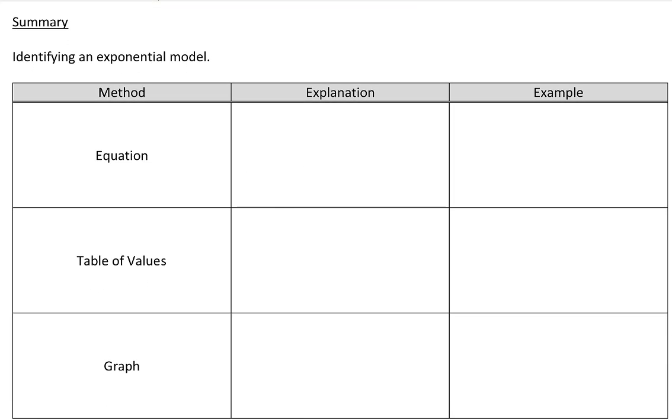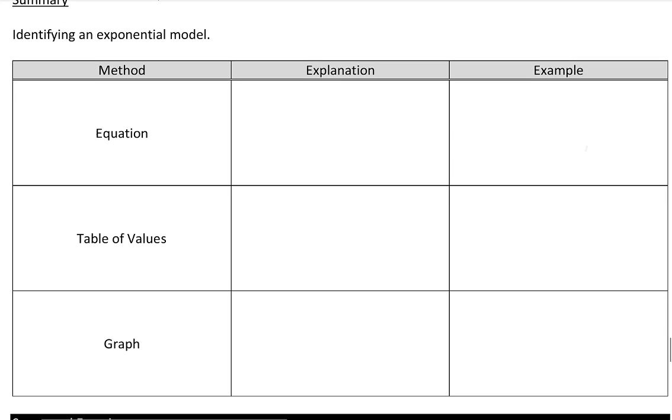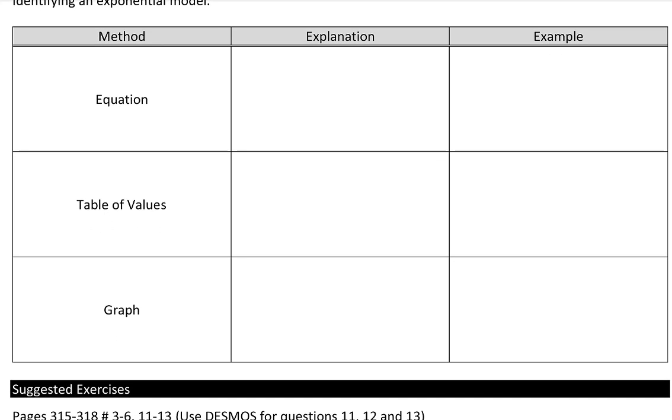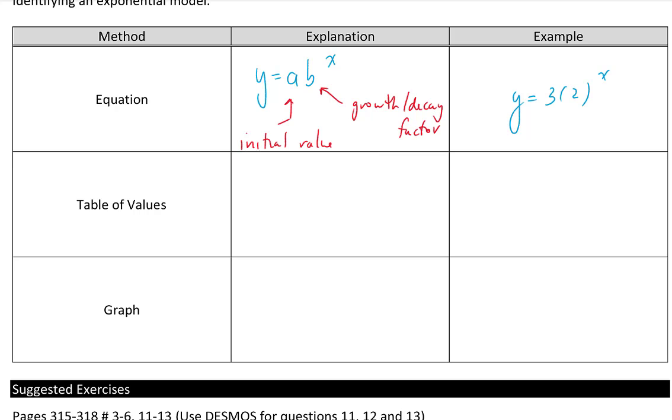All right, let's summarize exponential models. So first, looking at the equation for an exponential model, it'll be of the form y equals a b to the x. Notice our exponent is now our x value. Remember, this is our initial value, and this is our growth or decay factor. And our unknown or our variable is the exponent. So for example, an equation could be y equals 3 times 2 to the exponent x.